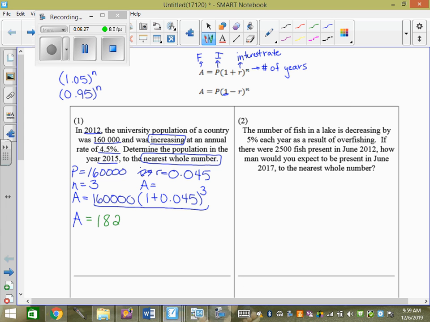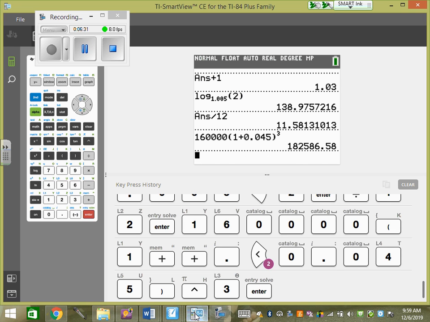182,586.5. You have to round up? No, you cannot get half a human anywhere. No half a human found. Okay, so we have to round down because you can't find a random half a human somewhere. Round down when it's a human.